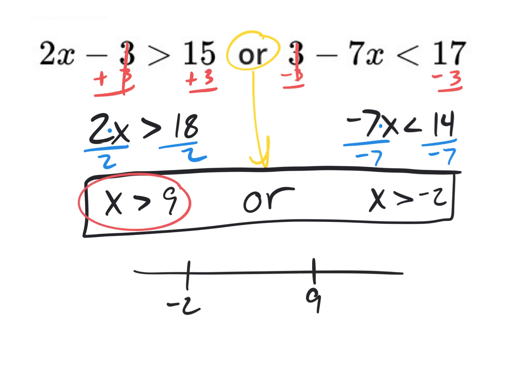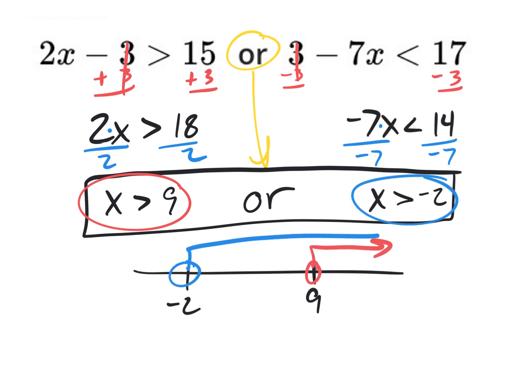I like to graph with different colors. X is greater than 9, greater than is to the right. X is greater than -2, greater than is to the right as well. Now, anytime you end up with this situation, this is a special case. You've got to recognize that your number line has 3 parts to it. There's the left part of this first answer. There's the middle part between the two answers, and the right part, okay? So there's 3 parts. And we're talking about the word or, okay?